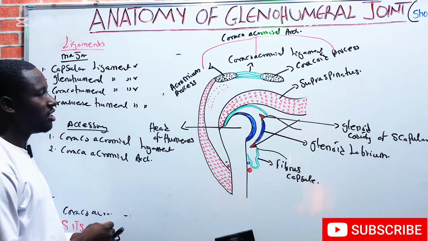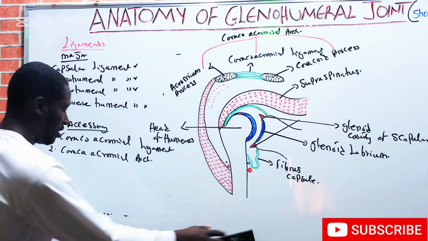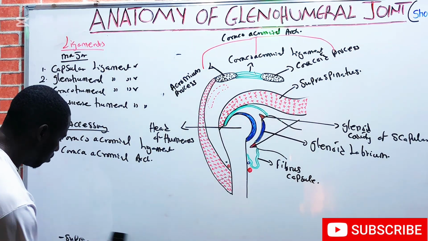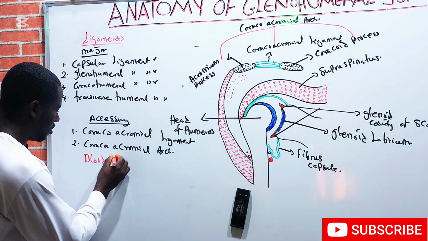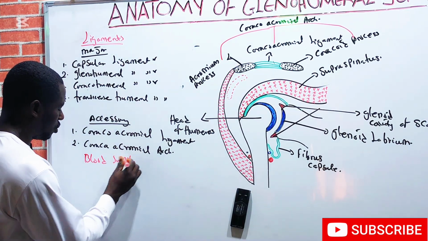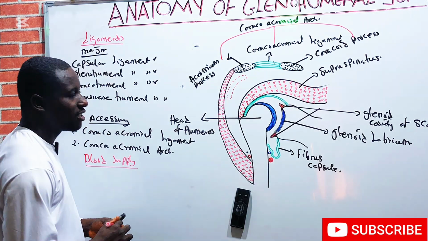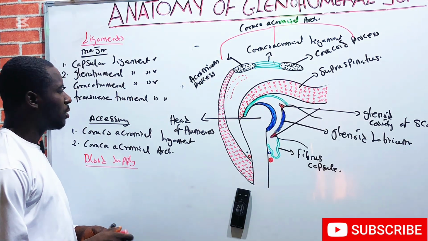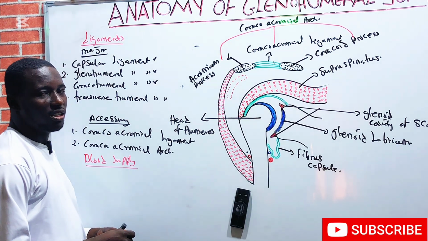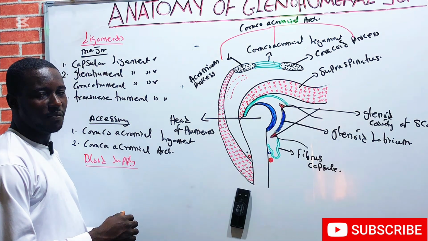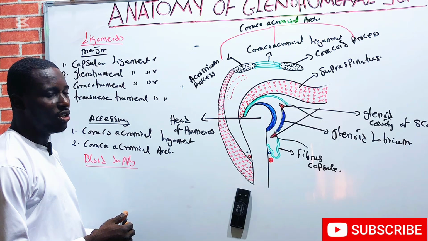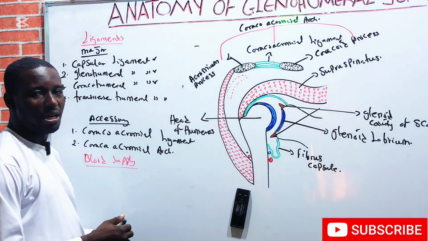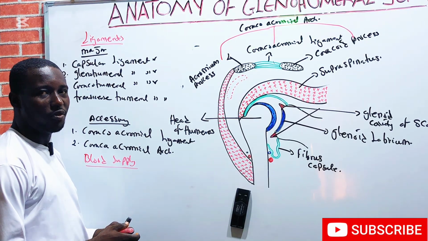The next we'll be discussing is the blood supply. What is the arterial supply of the shoulder joint? The blood supply of the shoulder joint is, number one, the subscapular artery, two, the suprascapular artery, and three, the anterior and posterior circumflex humeral vessel. So those are the blood supply of the shoulder joint.